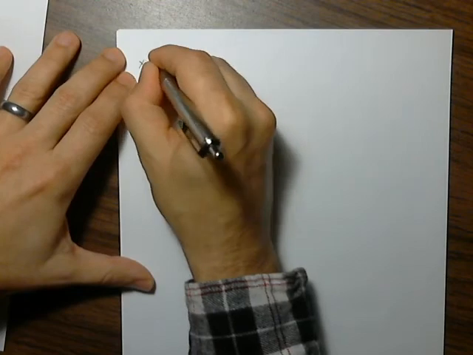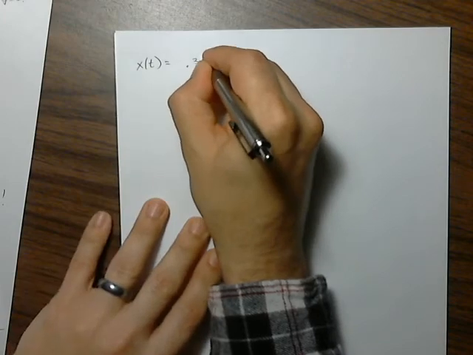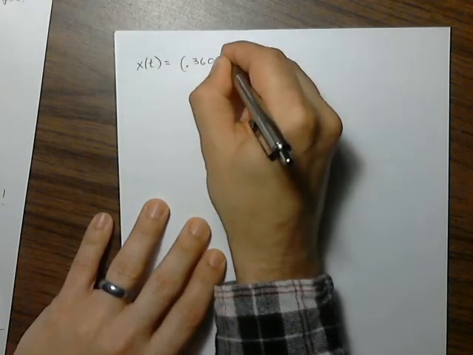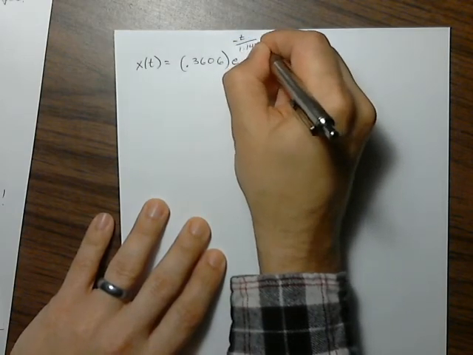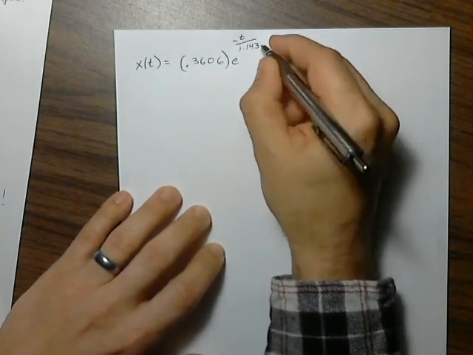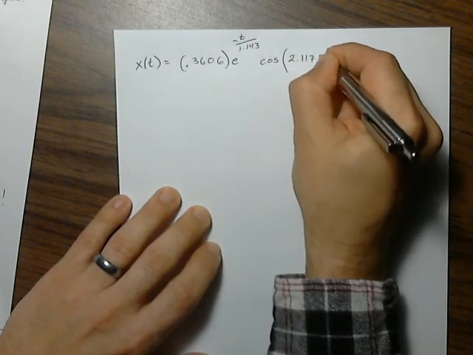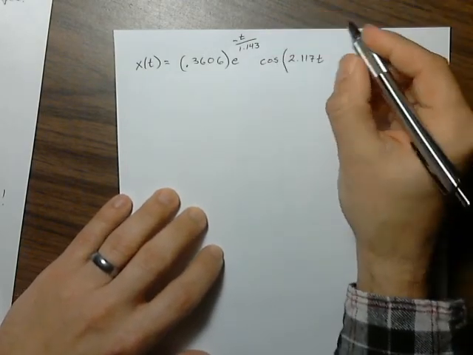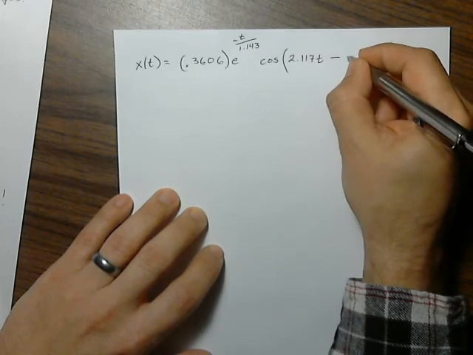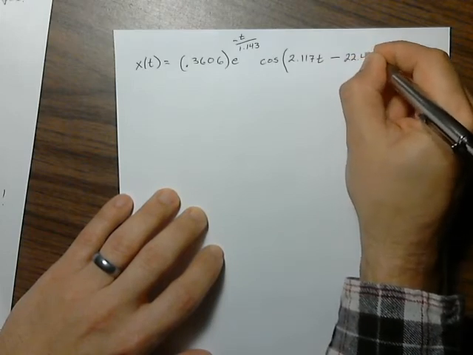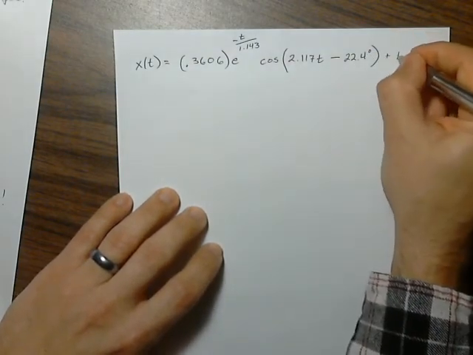So, just to write it all in sum, what did we just learn? Our response as a function of time is, my goodness, what a lot of work, 0.3606 e to the negative t divided by 1.143 seconds. That has units; I'm being sloppy by not writing them. Cosine 2.117 t, which has units of radians per second. My phase lag here is 22.4 degrees. I'll put it in degrees just to make sure it's clear. Plus t minus a third.